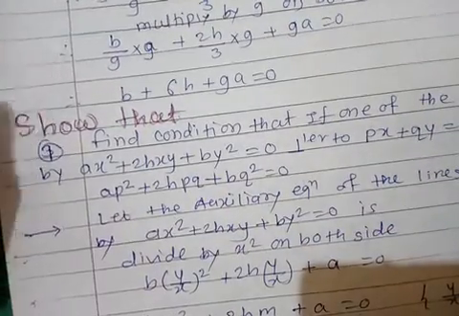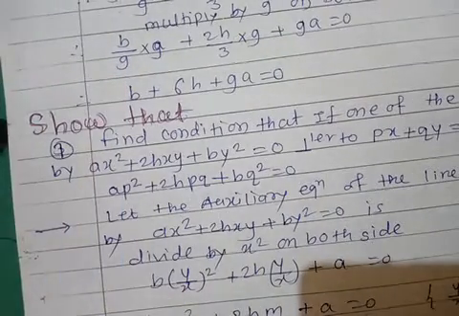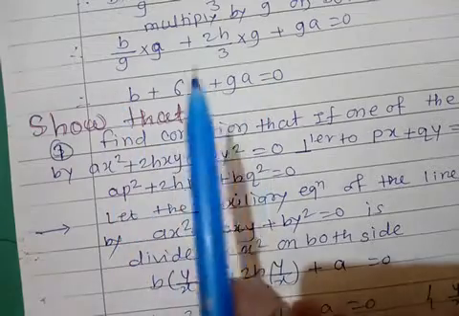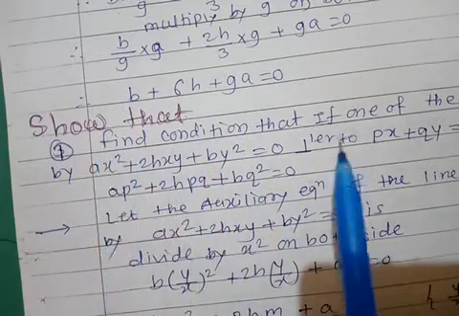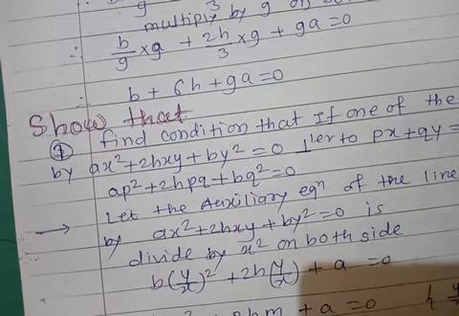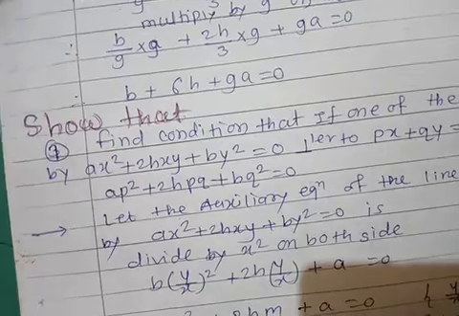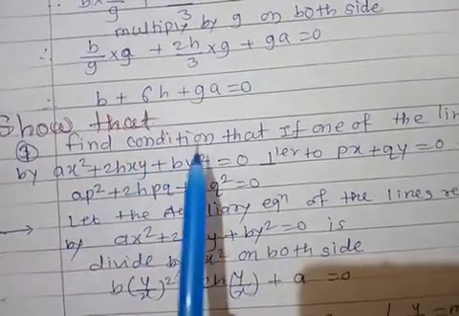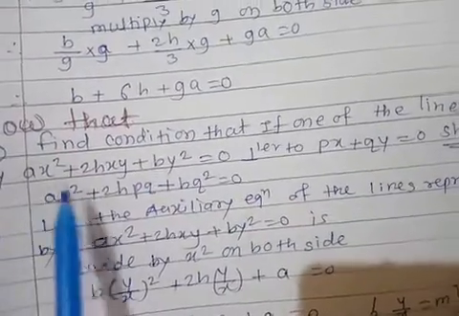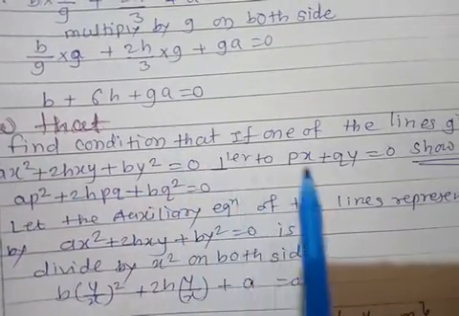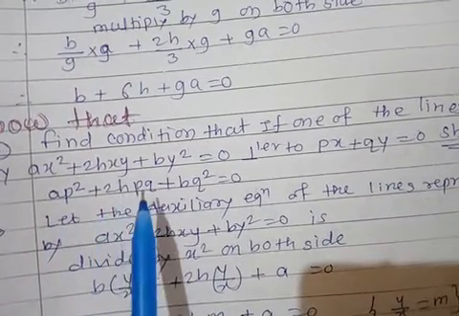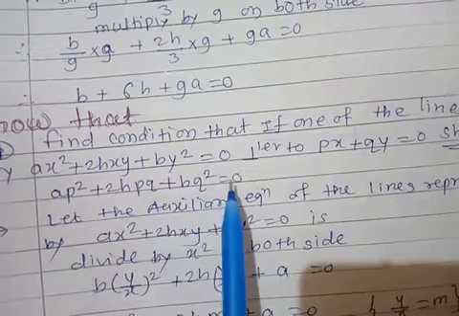Another question is like this. Here, in the earlier examples, they asked to find the condition, but here they have given the condition and we have to show it. I mean they have given the answer in the example and we have to show that. Similar question but slightly different. If one of the lines given by ax square plus twice hxy plus by square equal to 0 is perpendicular to px plus qy equal to 0, show that ap square plus 2hpq plus bq square equal to 0.